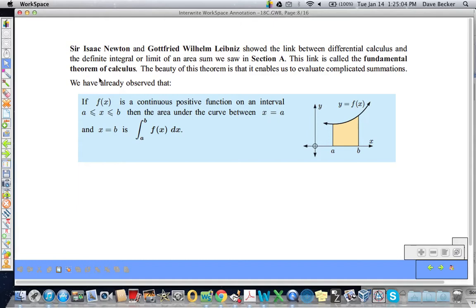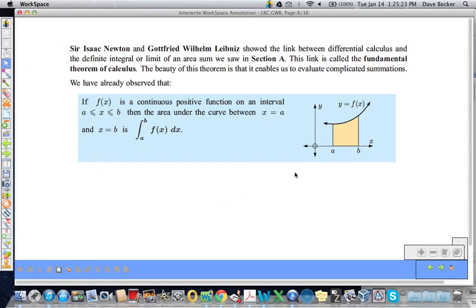Ooh, I can't wait to get to it. The beauty of this theorem is that it enables us to evaluate complicated summations, Riemann sums. We have already observed that. Now, this is when we were doing our exploration of the area under the curve.